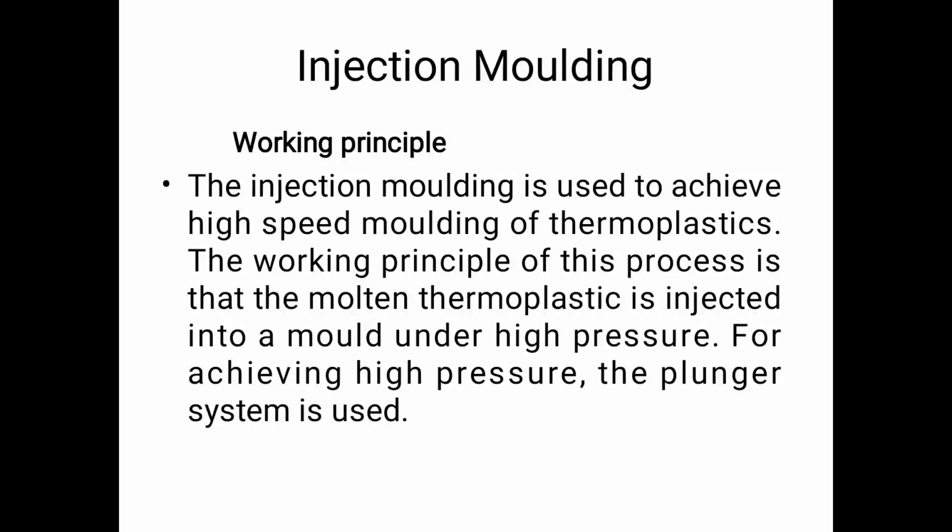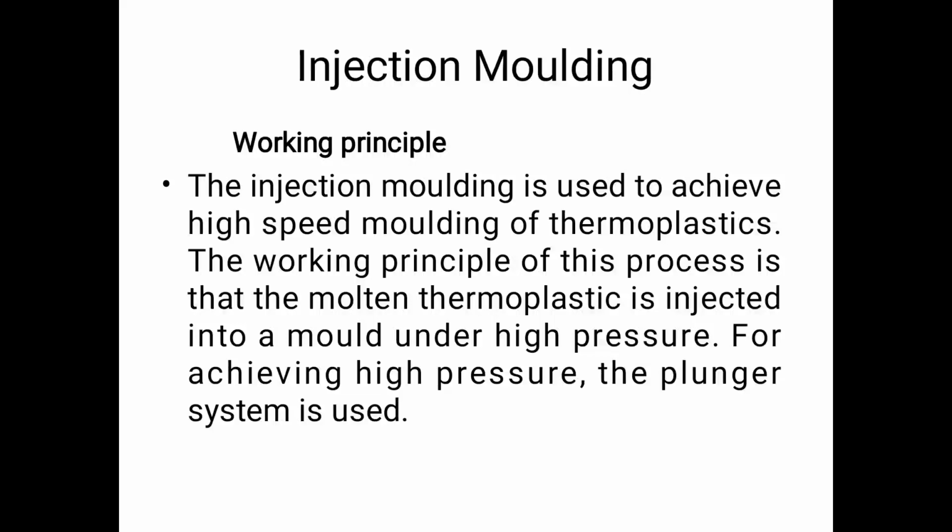Thermoplastics can be processed to their final size and shape with the help of the following processes. The different processes are injection molding, blow molding, thermoforming, extrusion, and rotational molding. First of all, we are going to see injection molding.